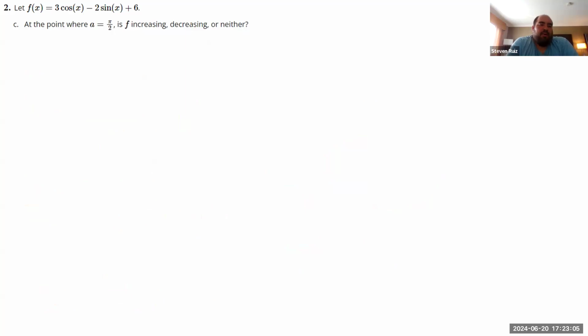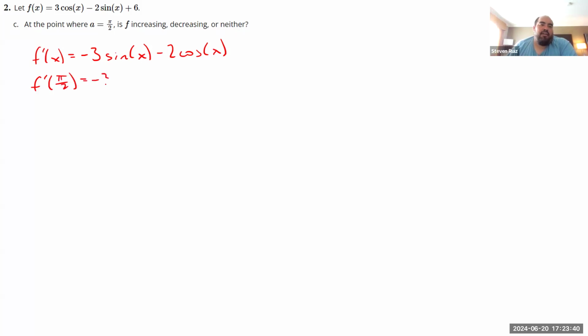All right, at the point where a equals pi over 2, is f increasing, decreasing, or neither? Again, we've done so many things with derivatives. Hopefully by now you'll recognize that determining the behavior of a function, whether it's growing or shrinking, comes from the derivative. So I want to find the derivative, which I'll just write down because we've already found it a couple of times. -3 sine of x minus 2 cosine of x, and I want to evaluate that at pi over 2. So f prime of pi over 2 is equal to -3 sine pi over 2 minus 2 cosine pi over 2.